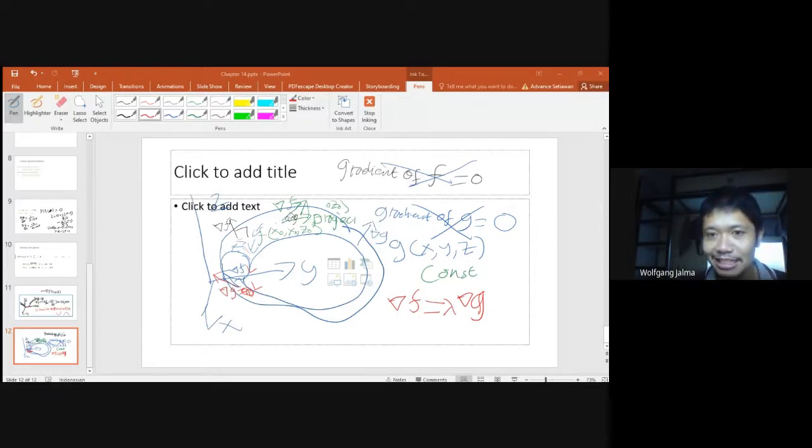Okay, I think it's clear enough for the Lagrange multiplier. I think it's the best I can explain to you guys with all you already know so far. Is there any question about this or about other things? No? Okay, fine.